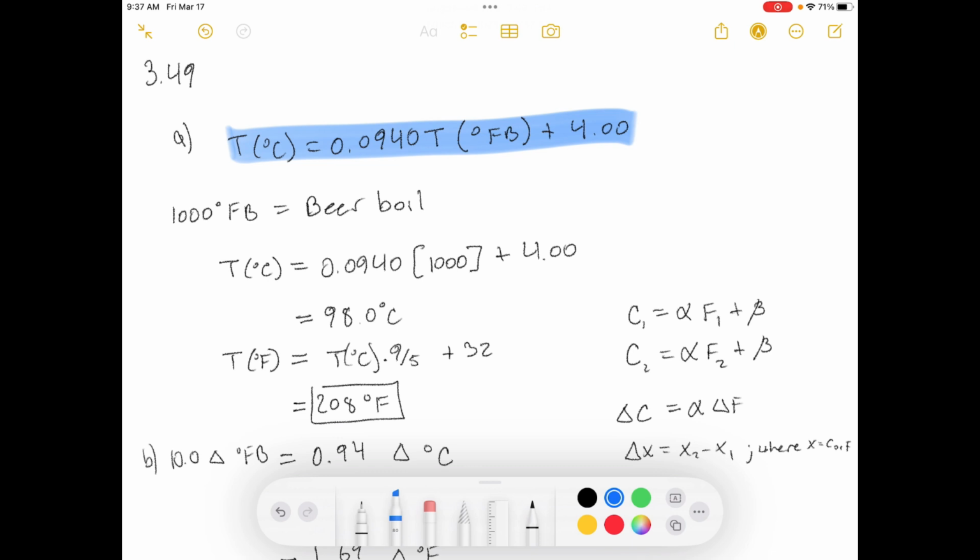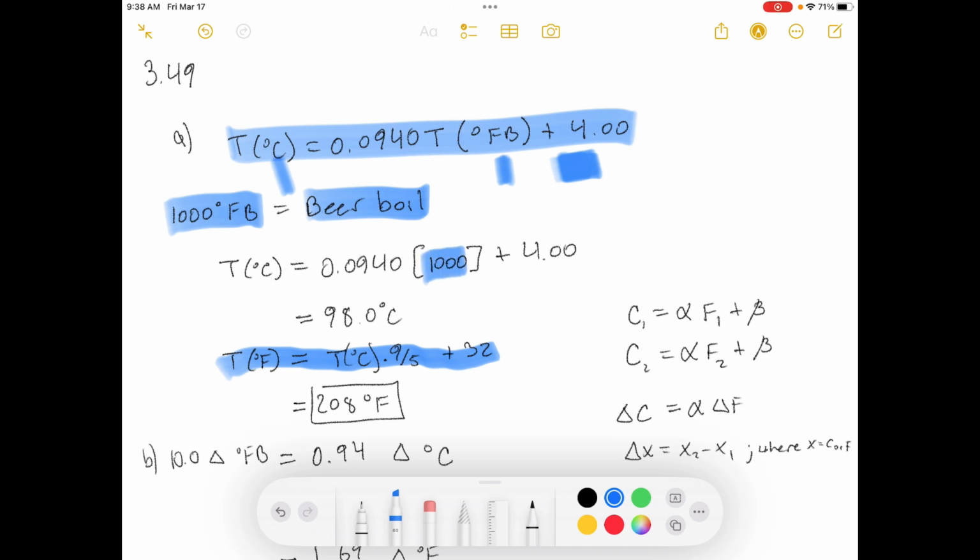Part A. At what temperature in degrees Fahrenheit does beer boil? Okay, so 1000 degrees Farblanget equals when beer begins to boil. They gave us this correlation here so that we could convert between Farblanget and Celsius, and then we have this other correlation here that lets us convert between Celsius and Fahrenheit. So we've got a path forward, so we just put in 1000 degrees into this equation, calculate how much Celsius that is, and then we use this equation to calculate how much Fahrenheit. Pretty straightforward for that first part.